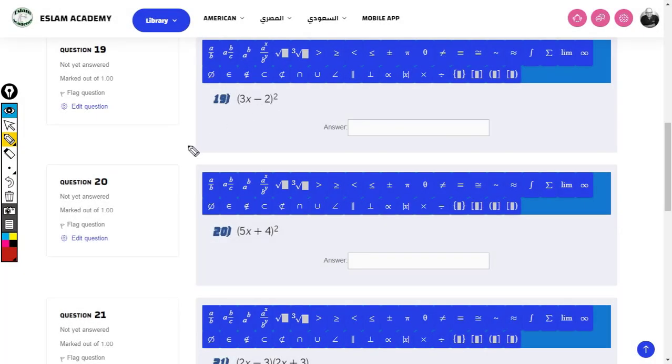3x minus 2 all to the power 2. And that is the second type of the special product. Once we have any bracket raised to the power 2, to solve it, just we have here the first raised to the power 2.